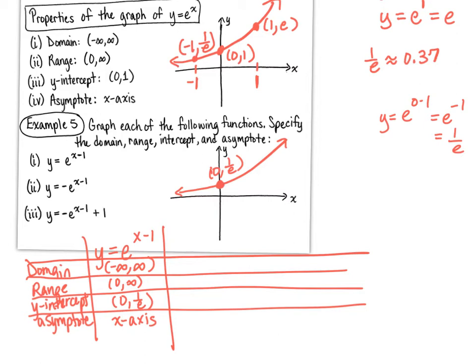Okay, so again, what's the graph of y equals negative e to the x minus 1? It's part A, but reflected about the x-axis. Good. So it looks like this. Okay, so that's negative e to the x minus 1. What's the domain?